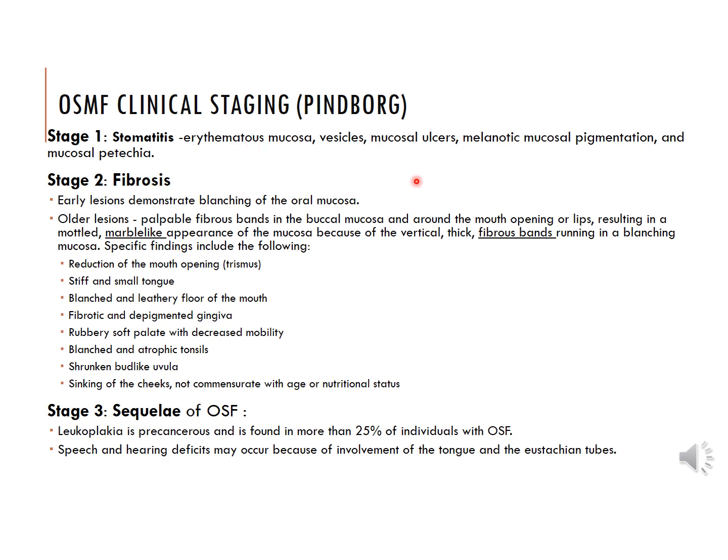blanching of oral mucosa, and when lesions are a little older, you can palpate fibrous bands in the buccal mucosa and around the mouth opening or lips, like the picture you've seen previously, resulting in a mottled, marble-like appearance of the mucosa because of the vertical thick fibrous bands running in a blanching mucosa.